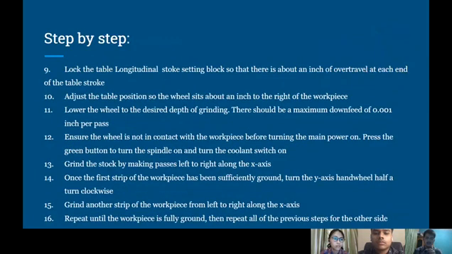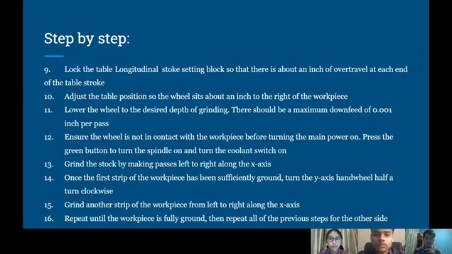Ninth, lock the table longitudinal stop setting block so that there is about an inch of overtravel at each end of the table stroke. Tenth, adjust the table position so the wheel sits about an inch to the right of the workpiece. Eleventh, lower the wheel to the desired depth of grinding. There should be a maximum downfeed of 0.001 inch per pass.